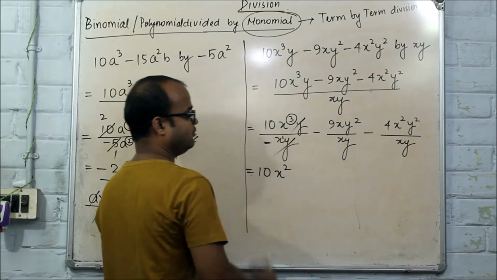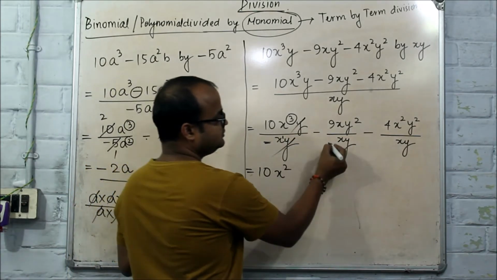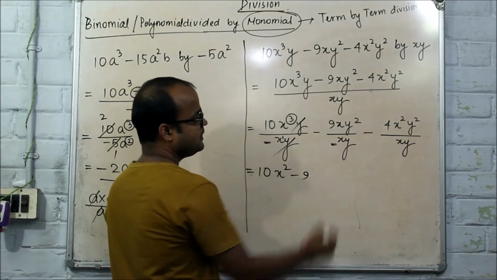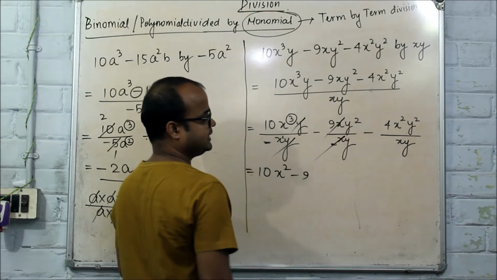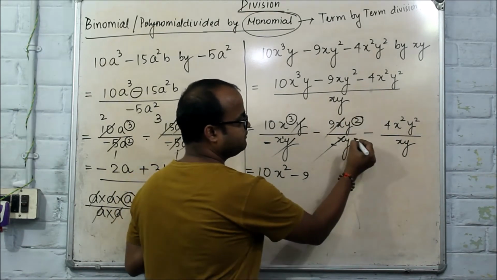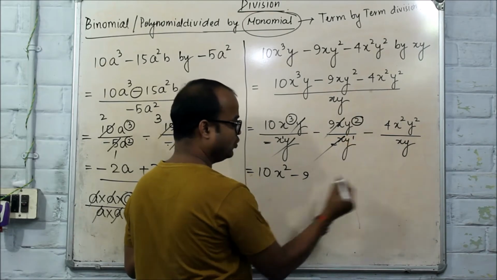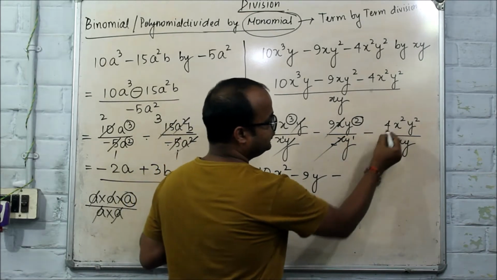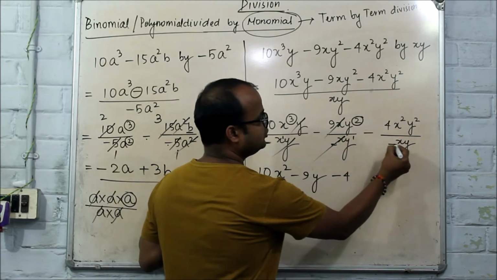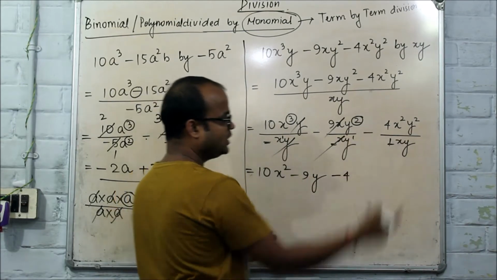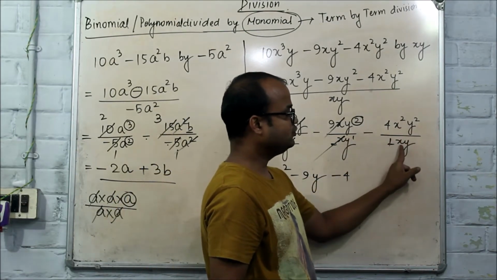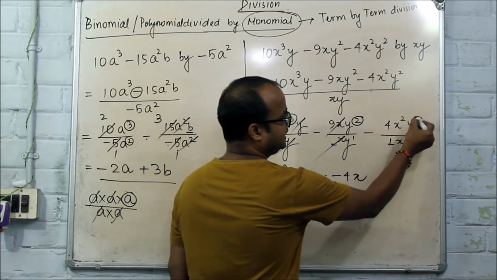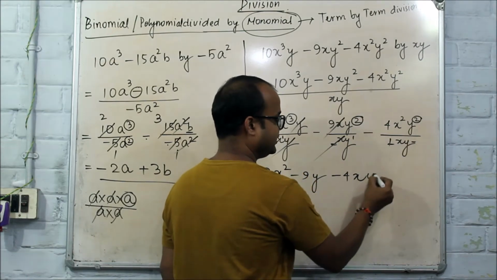Y power 1, cancel. Numerical coefficient 1, 9 by 1 means minus 9. X power 1, cancel. Y power is 2, y power is 1. 2 minus 1, 1. So we write 9y. Minus 4 as numerical coefficient of xy. We discuss here 1. X power is 2, x power is 1. 2 minus 1, 1. So we will get x. Y power is 2, y power is 1. So we will get y.